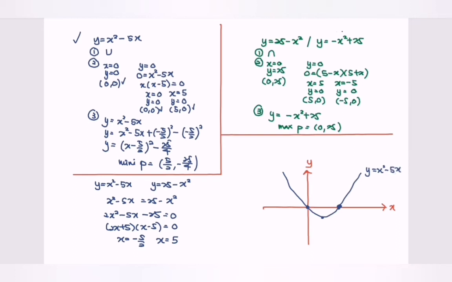Next, we're going to focus on the second part. We have the graph, which is an N shape, and we have the point 0, 25. Next we have 5, 0, then negative 5, 0. Kindly sketch the graph, where we have the maximum point 0, 25. So the graph will be something like this. So the intersection points would be negative 5 over 2 and also 5.